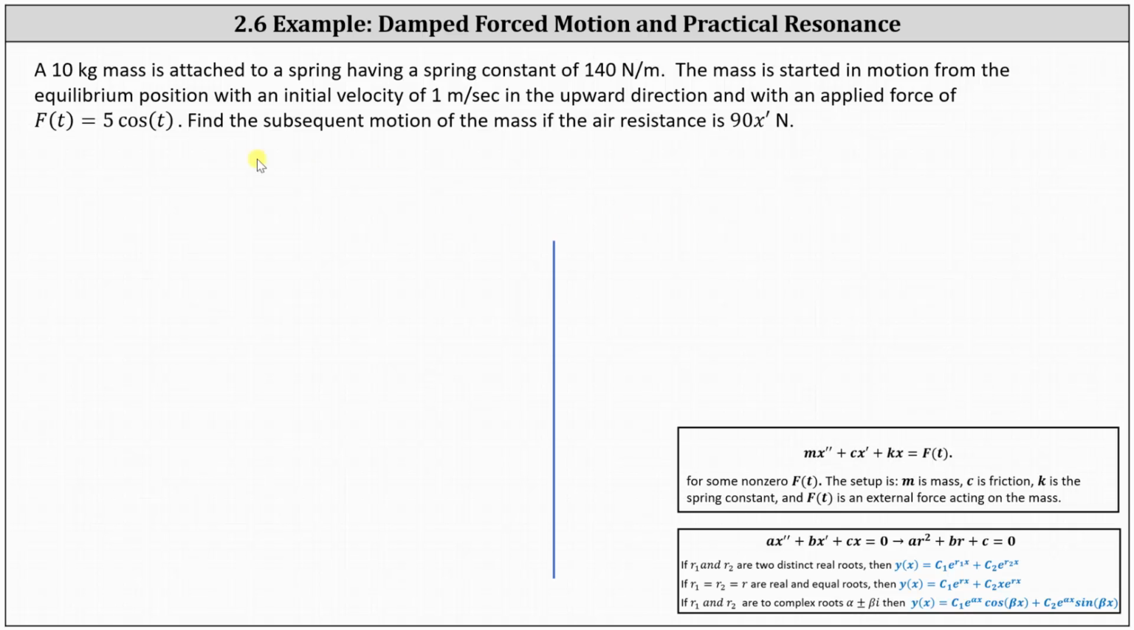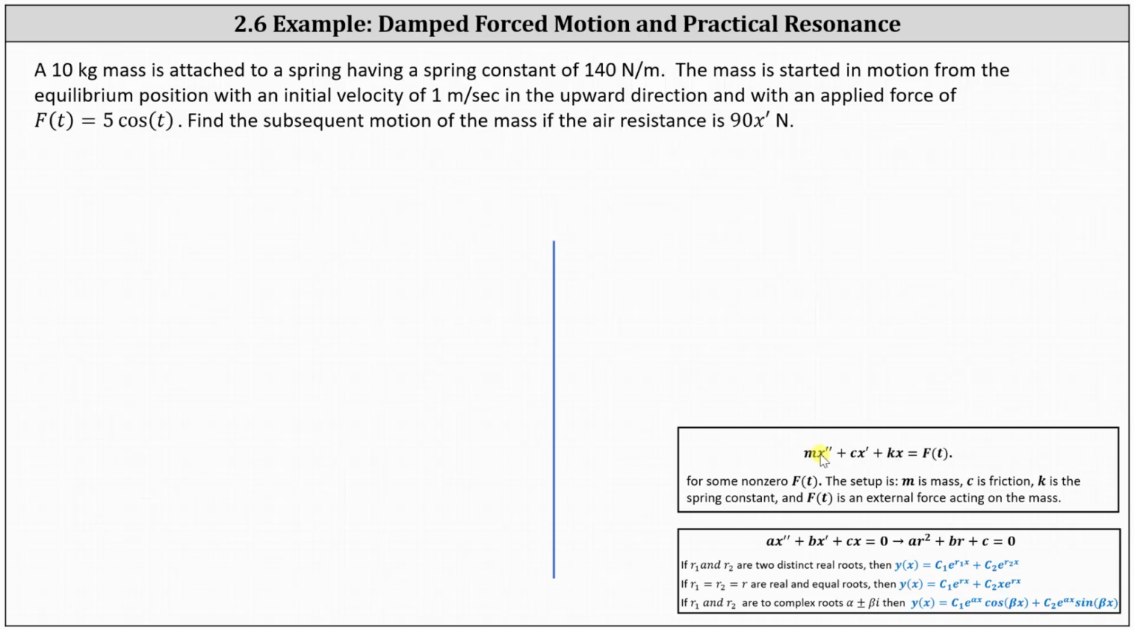To begin, a 10 kilogram mass is attached to a spring having a spring constant of 140 newtons per meter. The mass is started in motion from the equilibrium position with an initial velocity of 1 meter per second in the upward direction and with an applied force of big F of t equals 5 cosine t. We're asked to find the subsequent motion of the mass if the air resistance is 90 times x prime newtons.